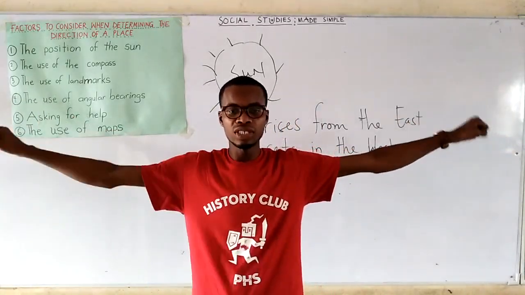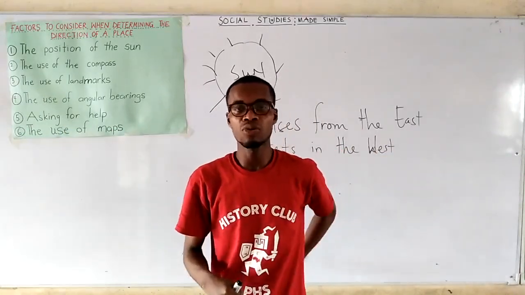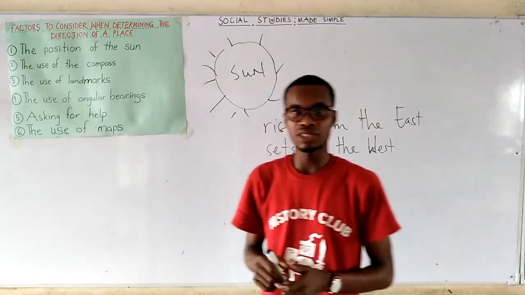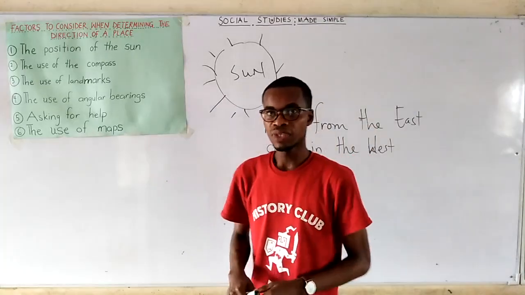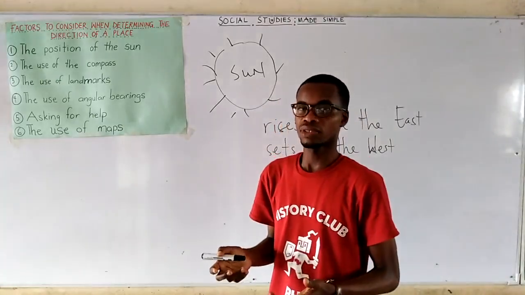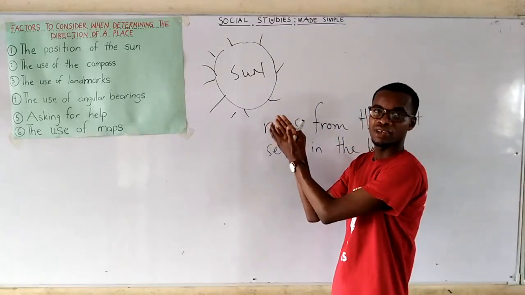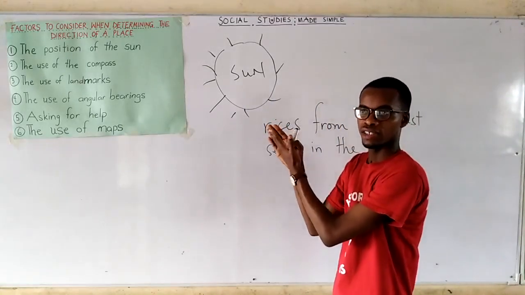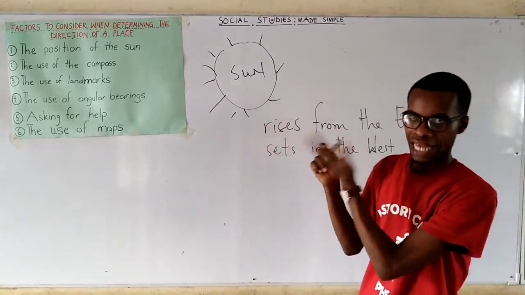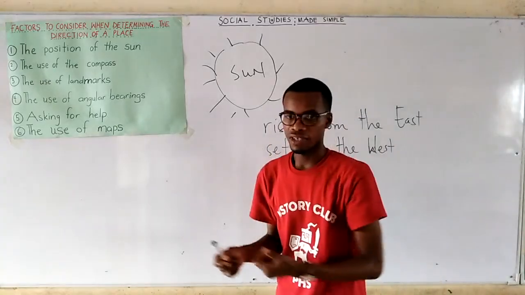If I'm able to do this, then automatically I will face the north and my back will point to the south. So with this simple demonstration, you can tell whether to go northwards, eastwards, westwards, or southwards. So this is a simple demonstration for someone who is depending on the position of the sun to tell his or her location or direction. Okay, so that is it for the position of the sun.